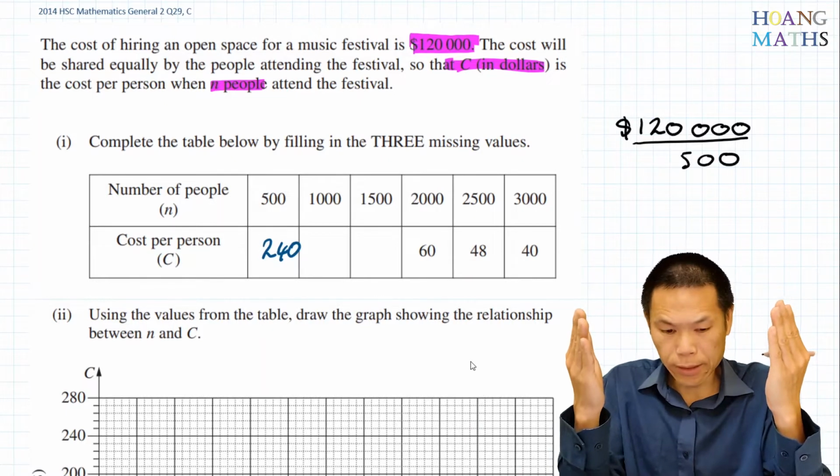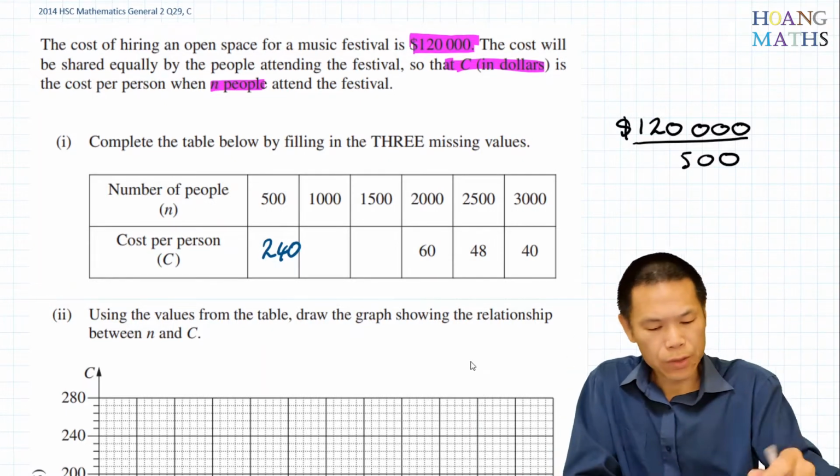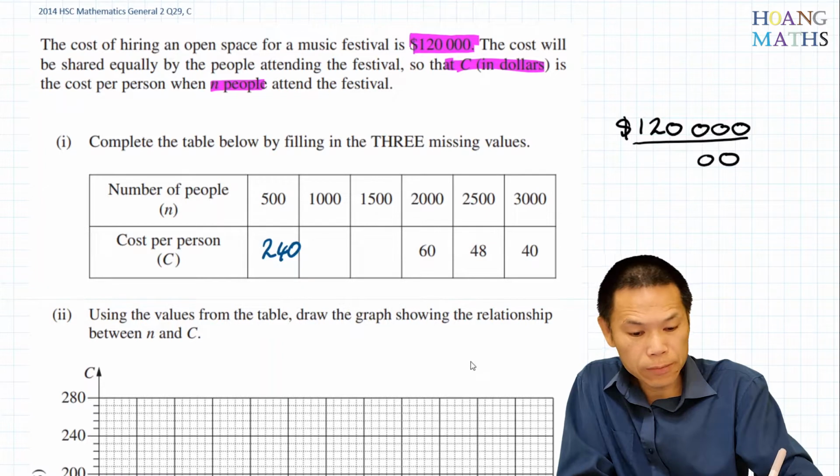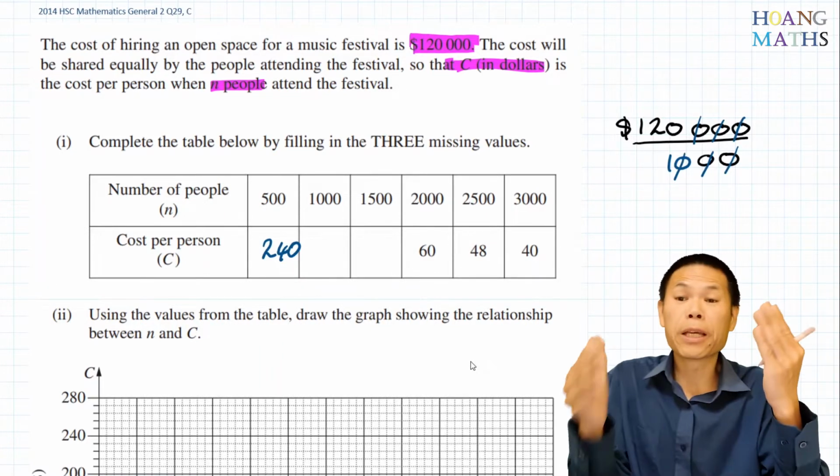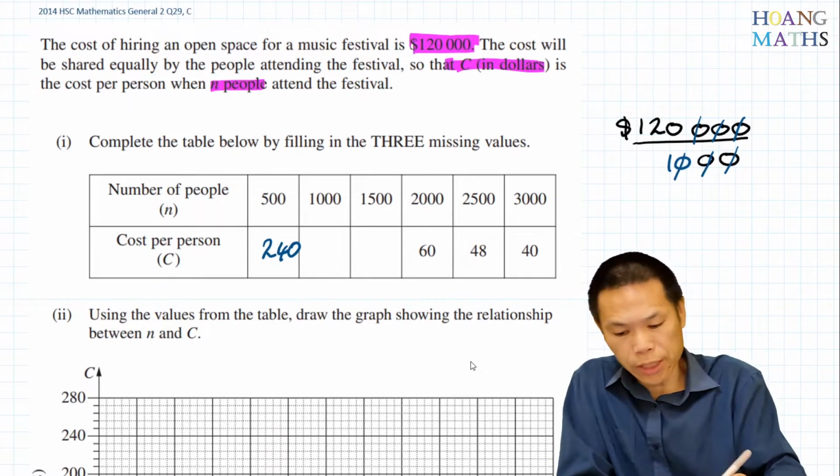Now N is equal to 1,000. So let me change that to 1,000 and just cancel like this. That will give me 120.